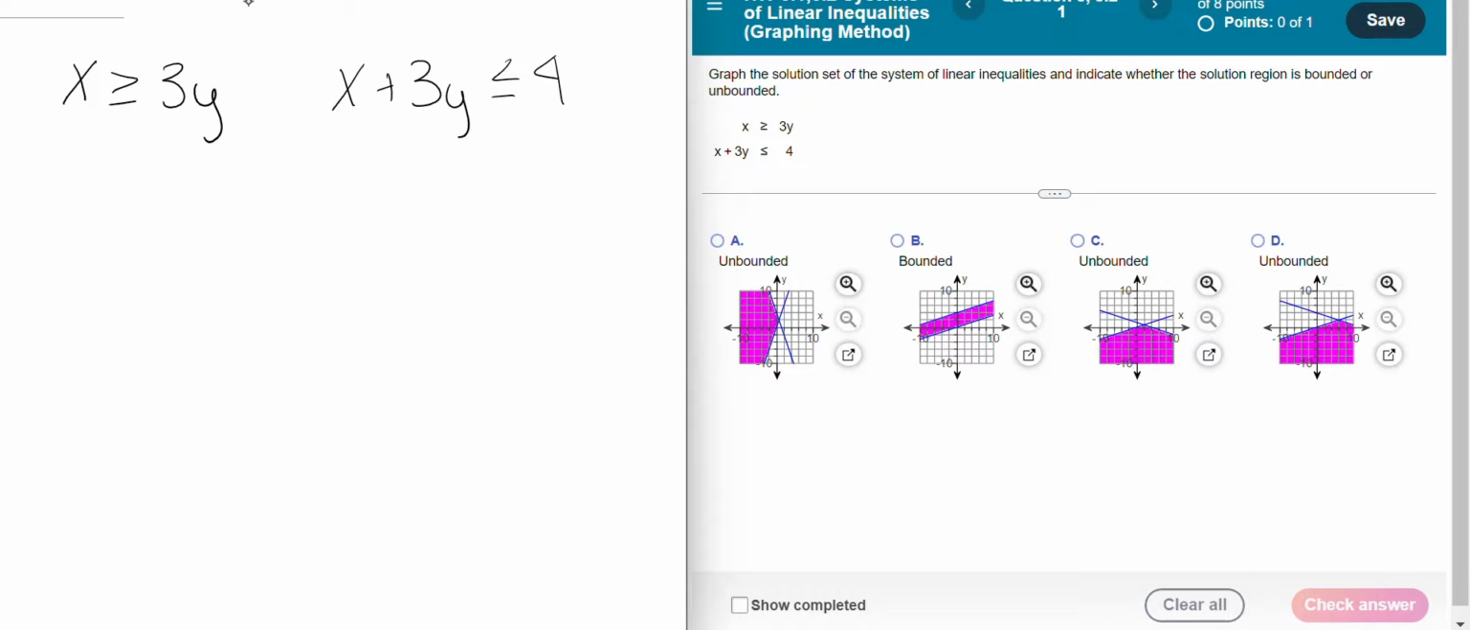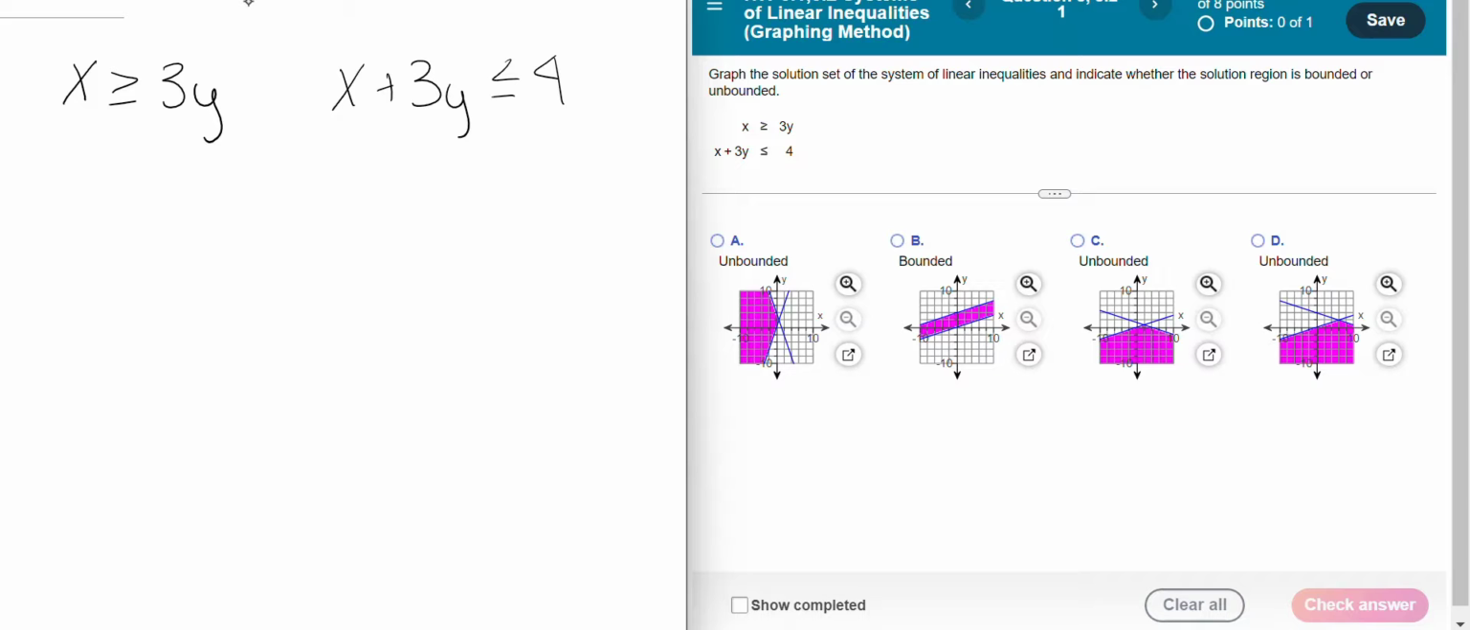Graph the solution set of the system of linear inequalities and indicate whether the solution region is bounded or unbounded. So we have x is greater than or equal to 3y, and x plus 3y is less than or equal to 4. Let's look at our different pictures here.